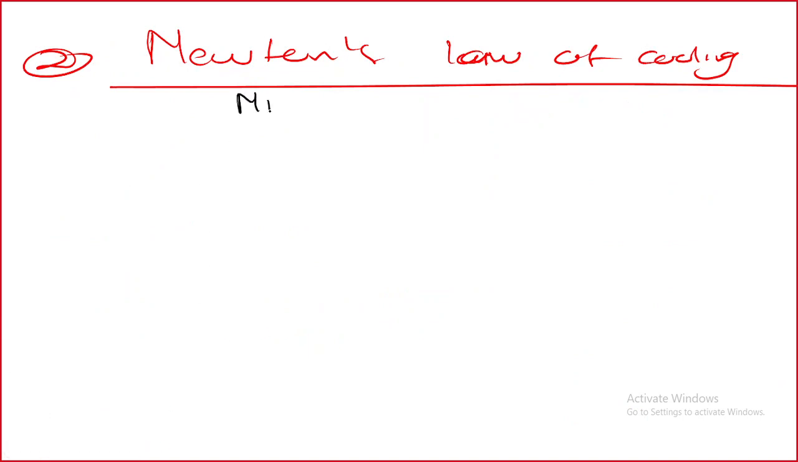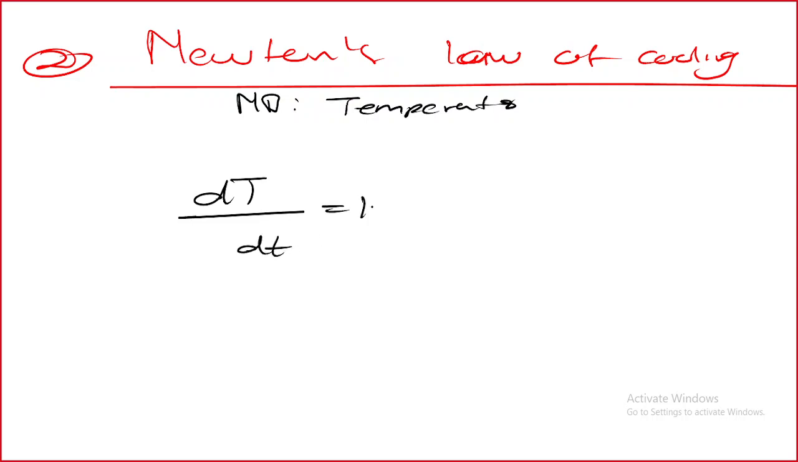Let me just write this. NB: temperature. When you talk about Newton's law of cooling, it is defined as: the rate at which a body is cooling is directly proportional to the difference between the temperature of the body and the temperature of the surrounding. Mathematically, we represent this as dT over dt, the rate of change, equals k into T minus Tm. The Tm is the temperature of the environment.